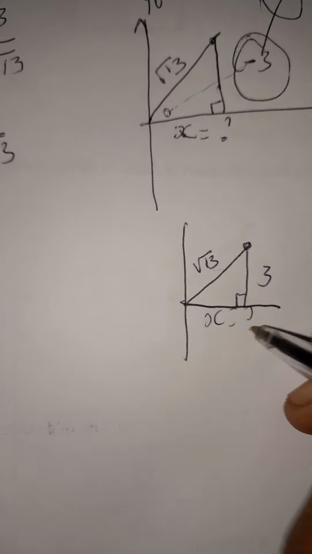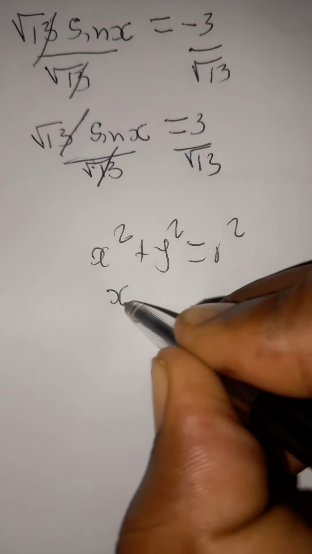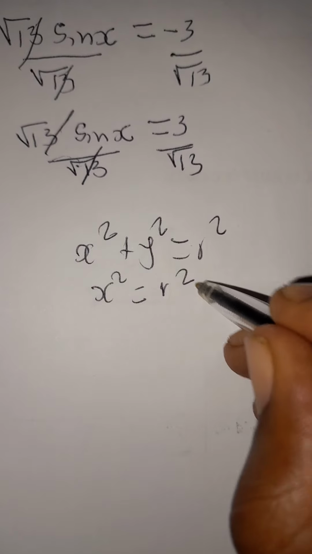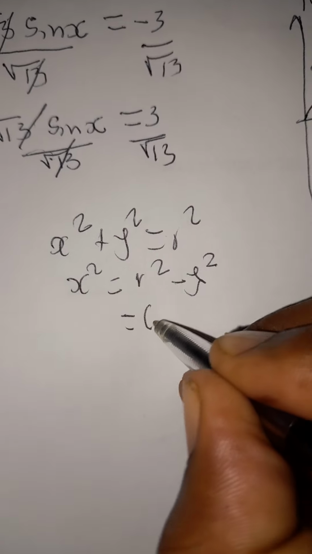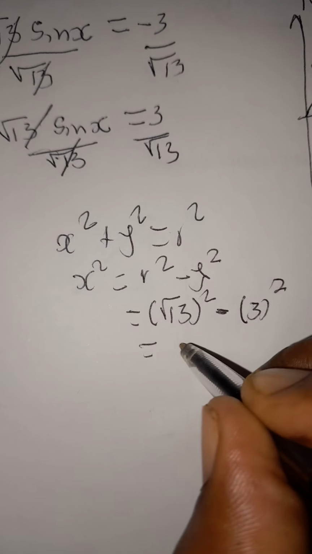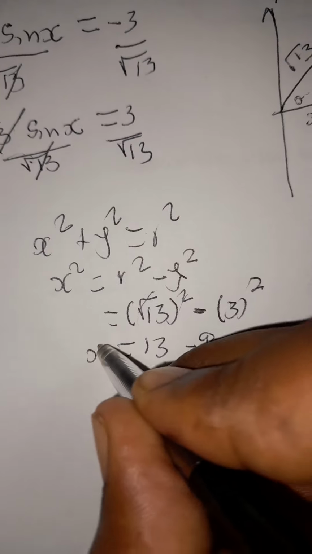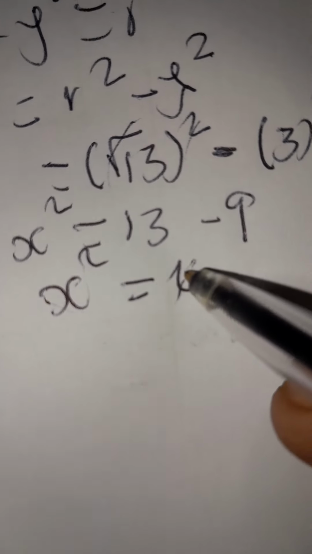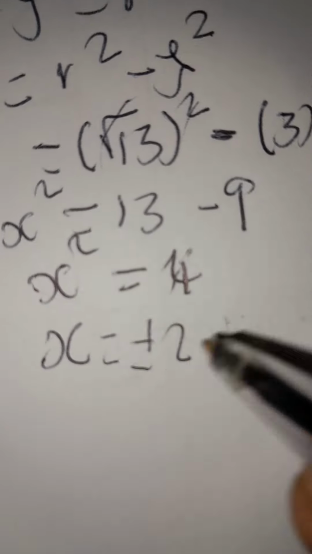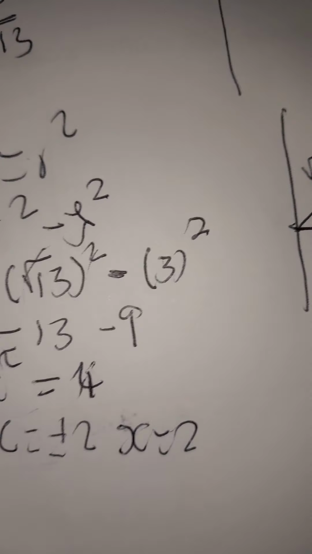So to get the adjacent side, we will use the theorem of Pythagoras. As you know, x squared plus y squared is equal to r squared. Then we'll make the adjacent side the subject, so x squared is r squared minus y squared. What is our r? Our r is root 13. What is our y? Our y is 3. Squaring the root, we'll get rid of the square root, so we'll be left with 13 minus 9. What is that? That is 4. And then the square root of 4 is plus or minus 2, but we'll take the one that is positive since we are working on the first quadrant. So in this case, it was supposed to be x is equal to 2.